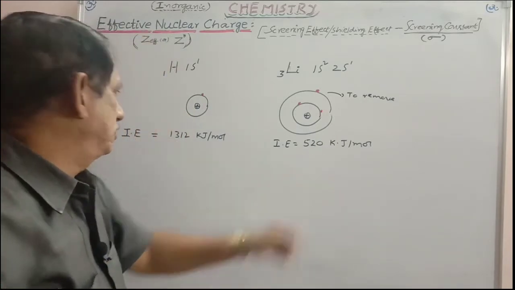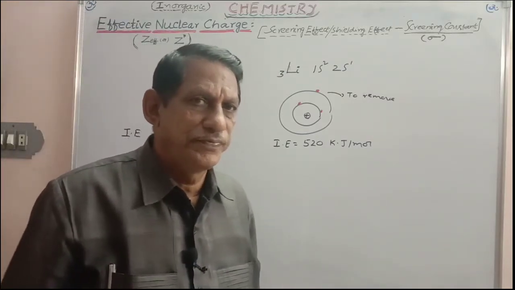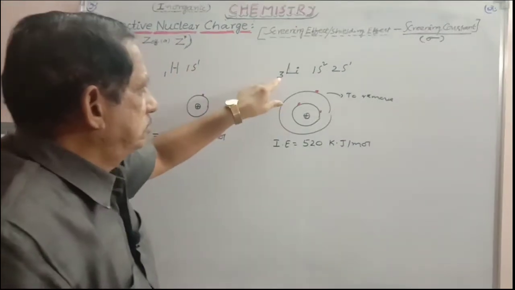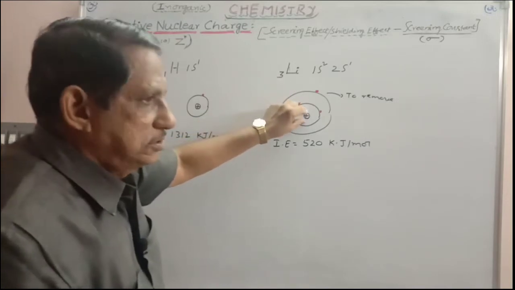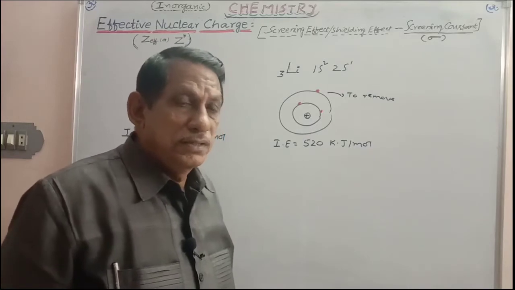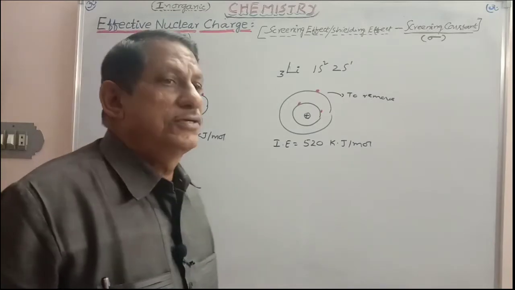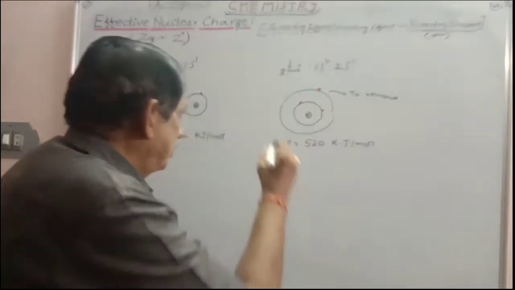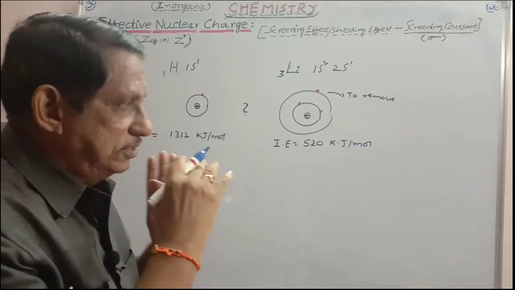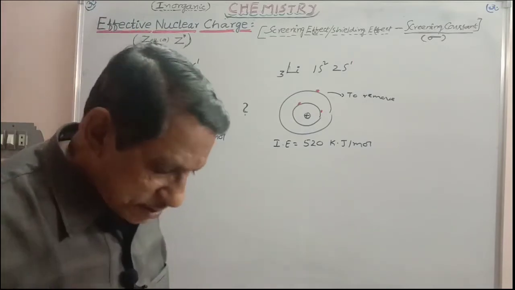How much difference is there? Nearly 800 kilojoules per mole. A very vast difference is there. Here the positive charge is 3. The positive charge is increased, so the force of attraction is increased. Even then, the energy required to remove the electron is very far less when compared with the hydrogen ionization energy. What happened here? In what way is the ionization energy decreased to such a large extent? What reason can you interpret here?